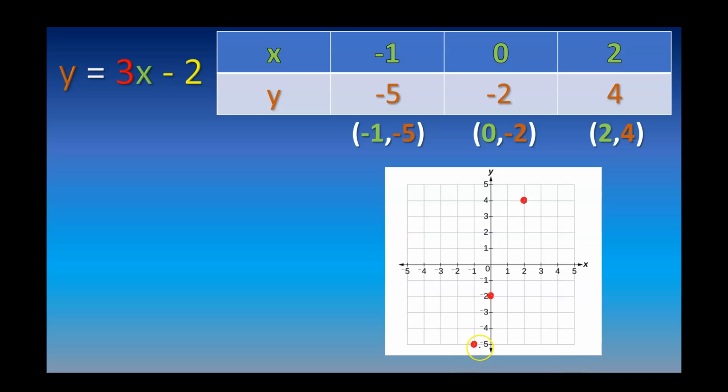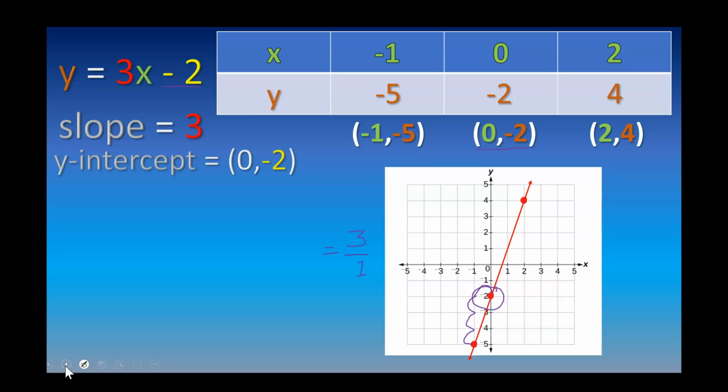The slope: 1, 2, 3 up, 1 over, which is the same as 3. And our y-intercept is at 0, negative 2, which makes sense because there's a minus 2 at the end of the formula.